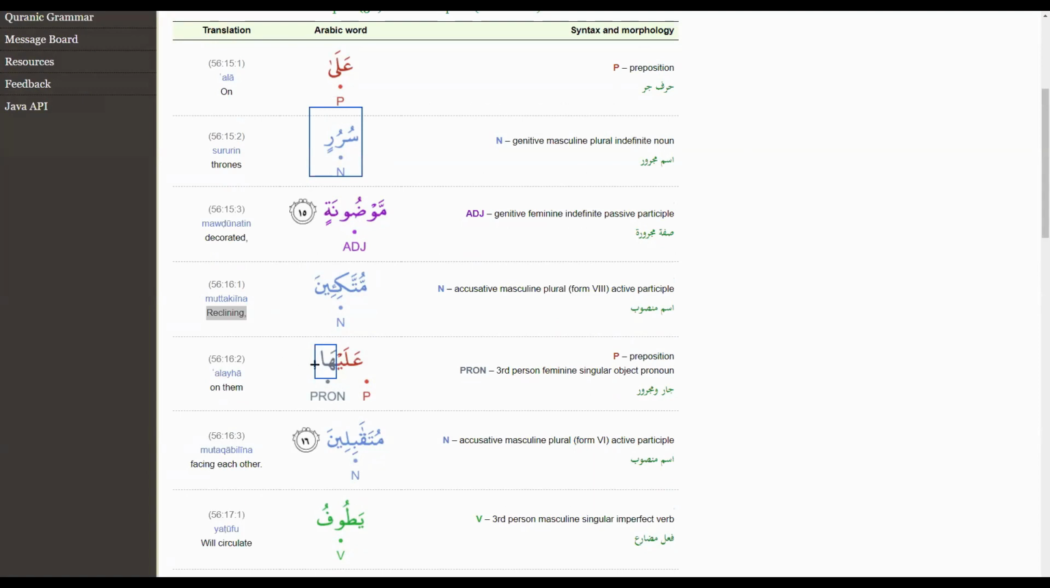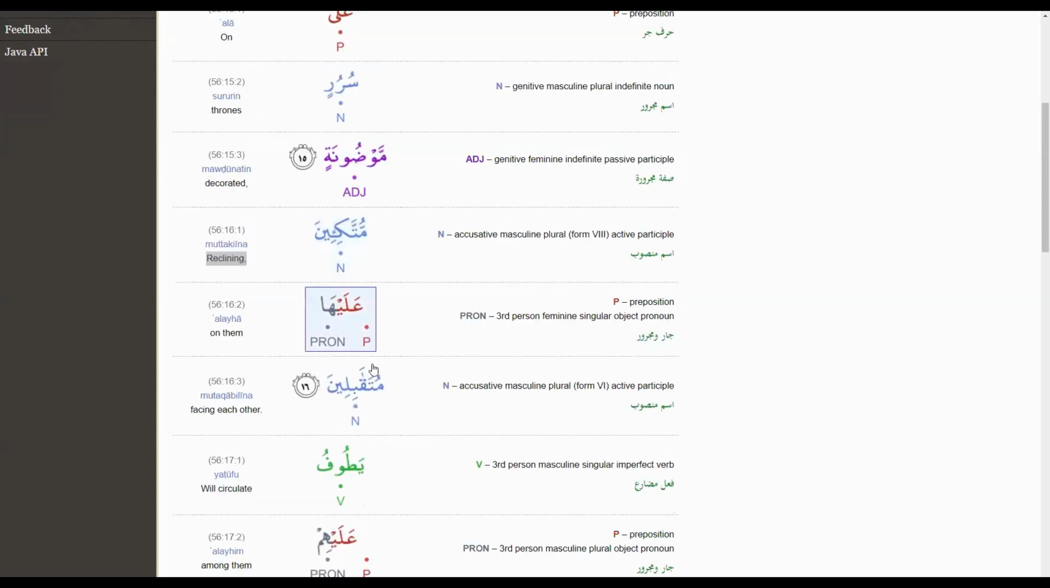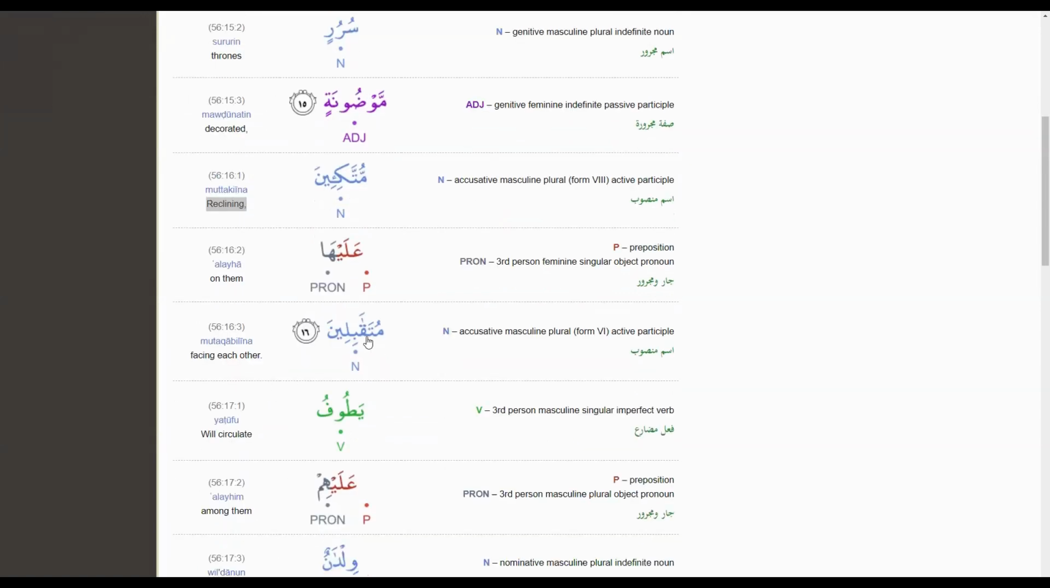But when we translate it, we will not translate alayha as on her or on it. We will say on them. They'll be reclining on them. Mutaqabilin, facing one another, because in Jannah they won't have any rancor in their hearts or anger towards each other. They will be facing each other and talking.